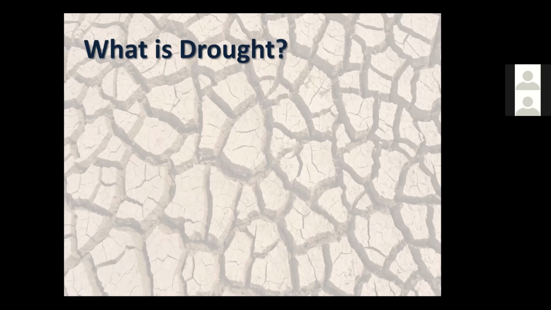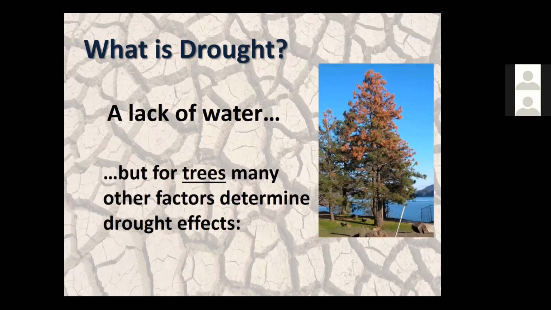So something that we've all been dealing with recently is drought. So I'm going to start by talking about that, and it's something that can affect all different kinds of tree species and plants, really. So what is drought? Simply speaking, a lack of water, but you knew that. But for trees, there are other factors that determine how that drought or lack of water affects them and whether or not they can recover from that damage, or whether or not it might lead to some permanent damage or mortality.